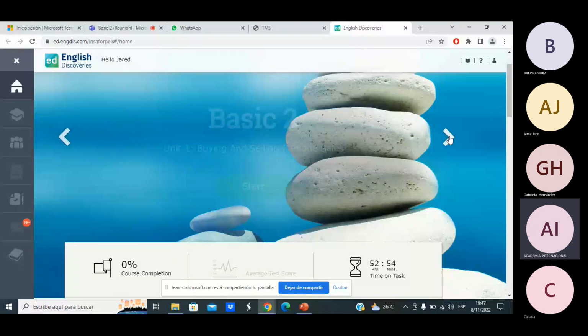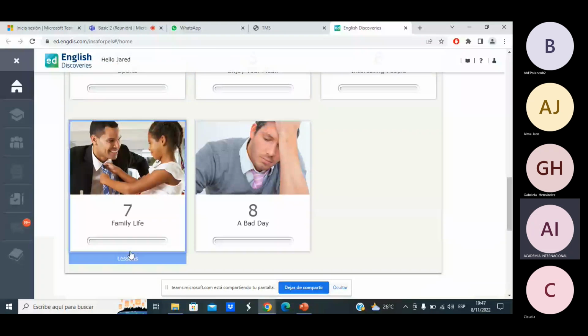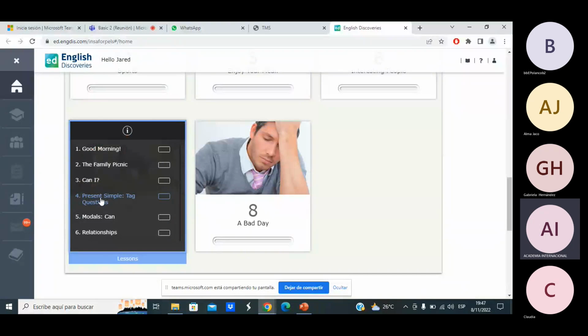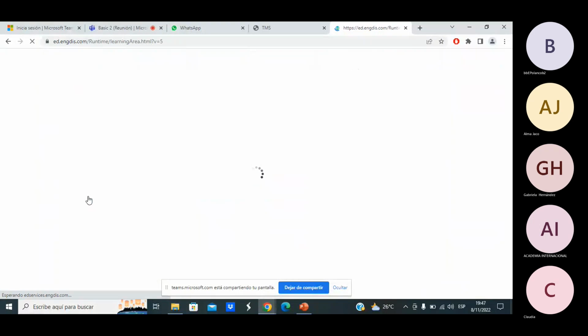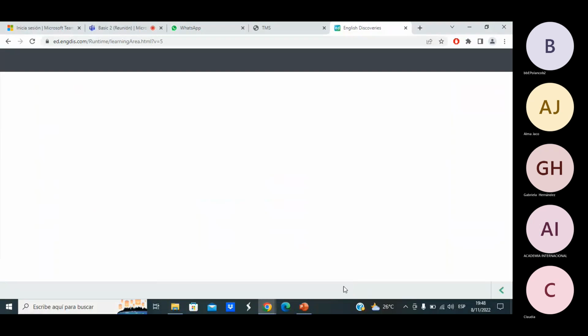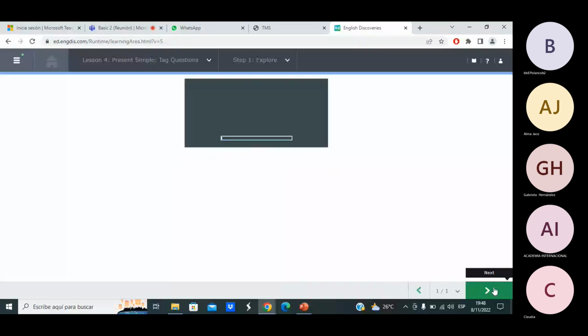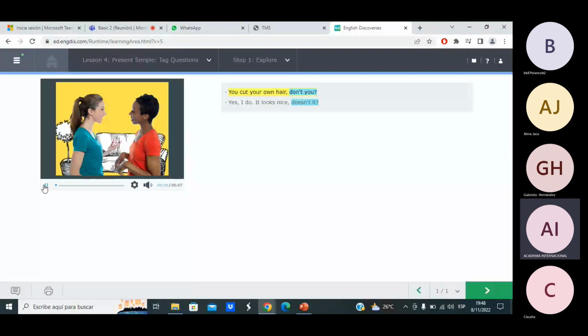Bien, va. Lo de las task questions estaban aquí, miren. En la unidad 7, nos vamos aquí, present simple task questions. Comenzamos. You cut your own hair, don't you? Yes, I do. It looks nice, doesn't it? Ella se lo está viendo corto, nada más quiere confirmarlo. Este luce bien, ¿verdad? O este luce bien, ¿no?